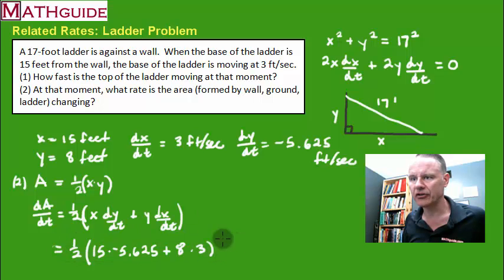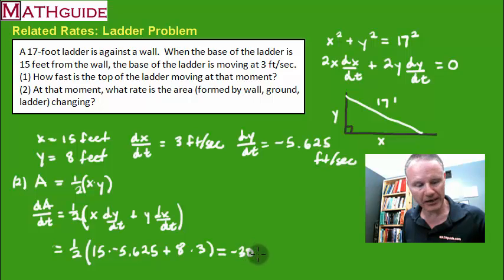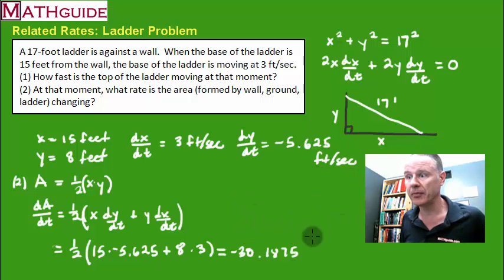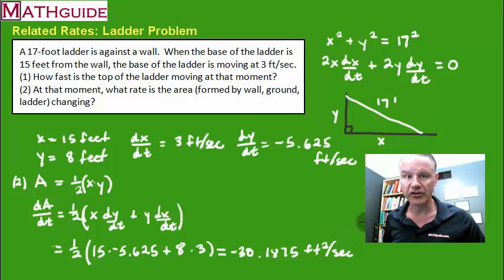All you have to do is plug this into a calculator, and the calculator will give us the rate. The handy-dandy calculator says this is exactly equal to negative 30.1875. And what is the area? This would be square feet. Since I've got feet, the area must be square feet, with respect to time, and my time here is in seconds. So the area is shrinking by about 30 square feet per second at that particular moment.